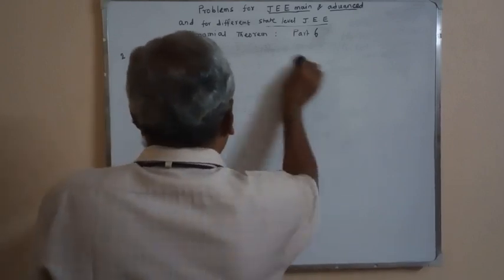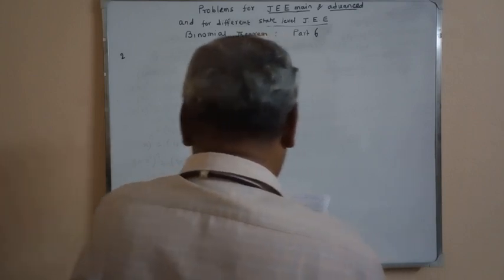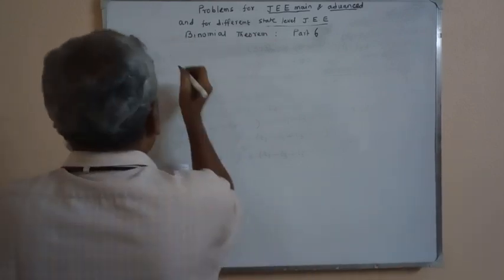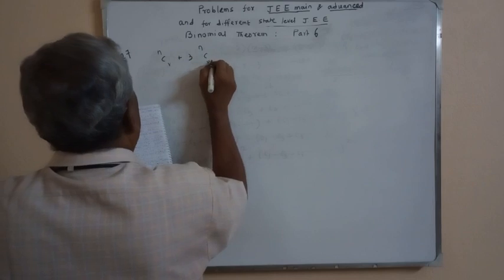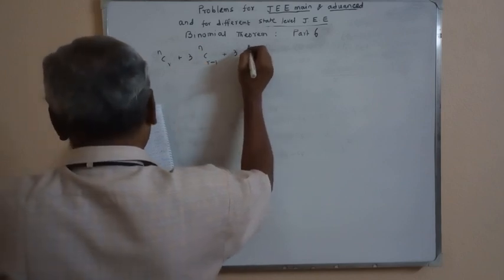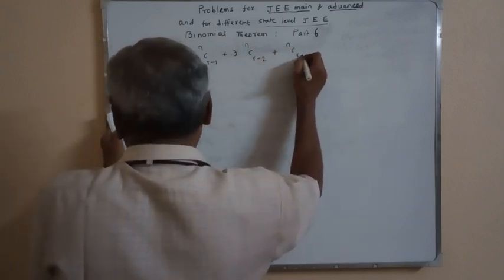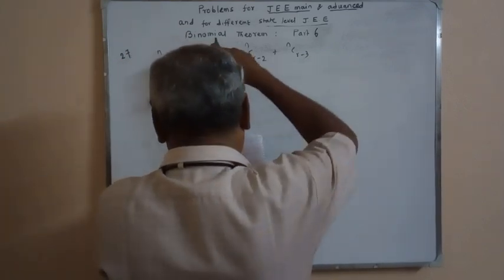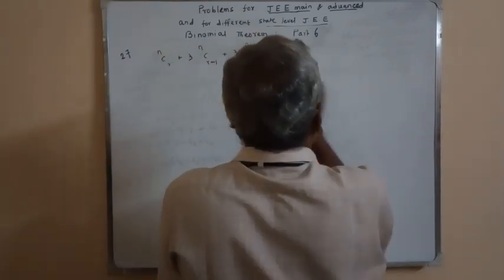Next problem is problem number 27. The value of nCr plus 3 times nC(r minus 1) plus 3 times nC(r minus 2) plus nC(r minus 3) is, we have to find the value of that.